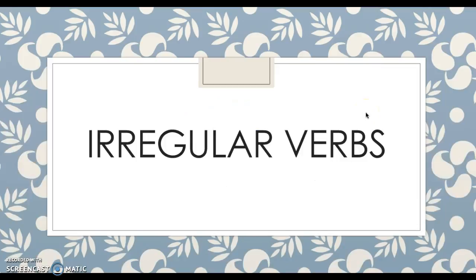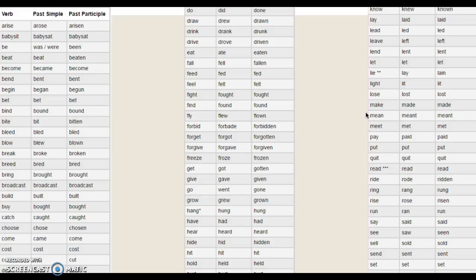Okay, now we get to a very important section. We already know that with regular verbs, all we do is add ed and then we get the past. For irregular verbs, we cannot do that. There is a really long list that we need to learn by heart. For example, let's take a look at the verb to be. To be in the past simple becomes was and were.